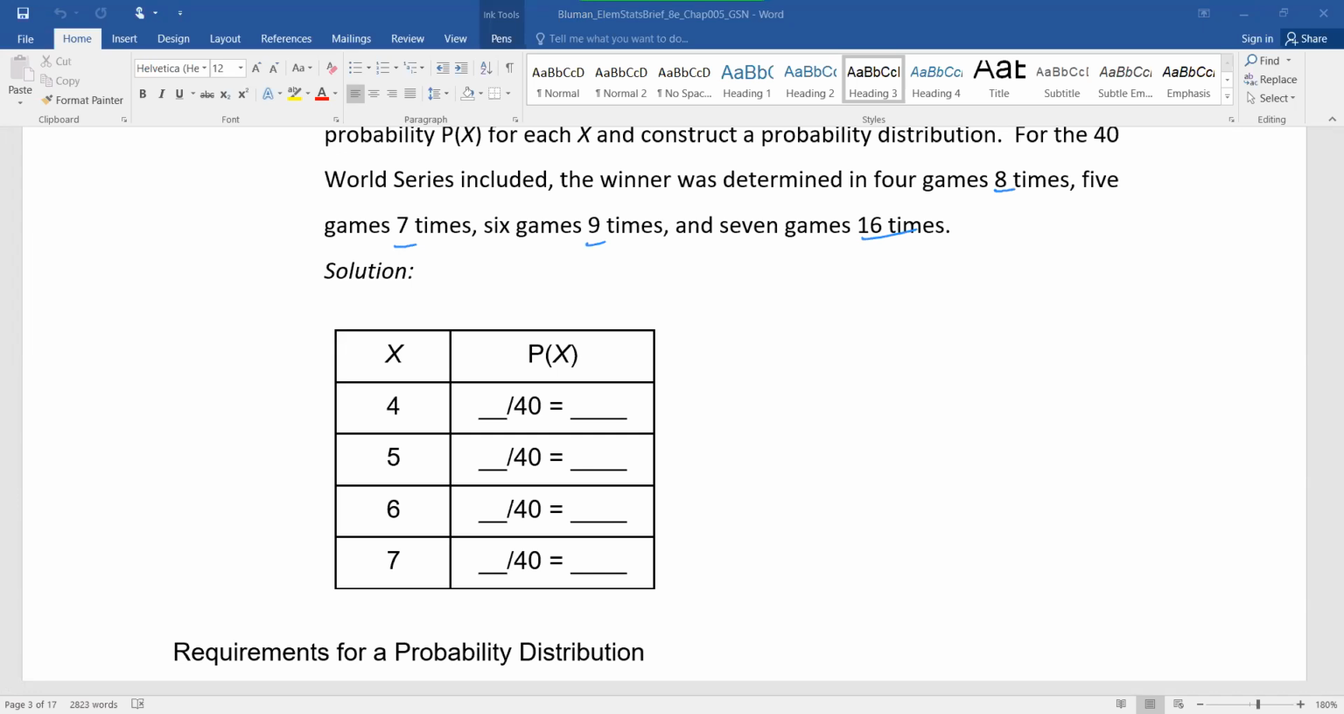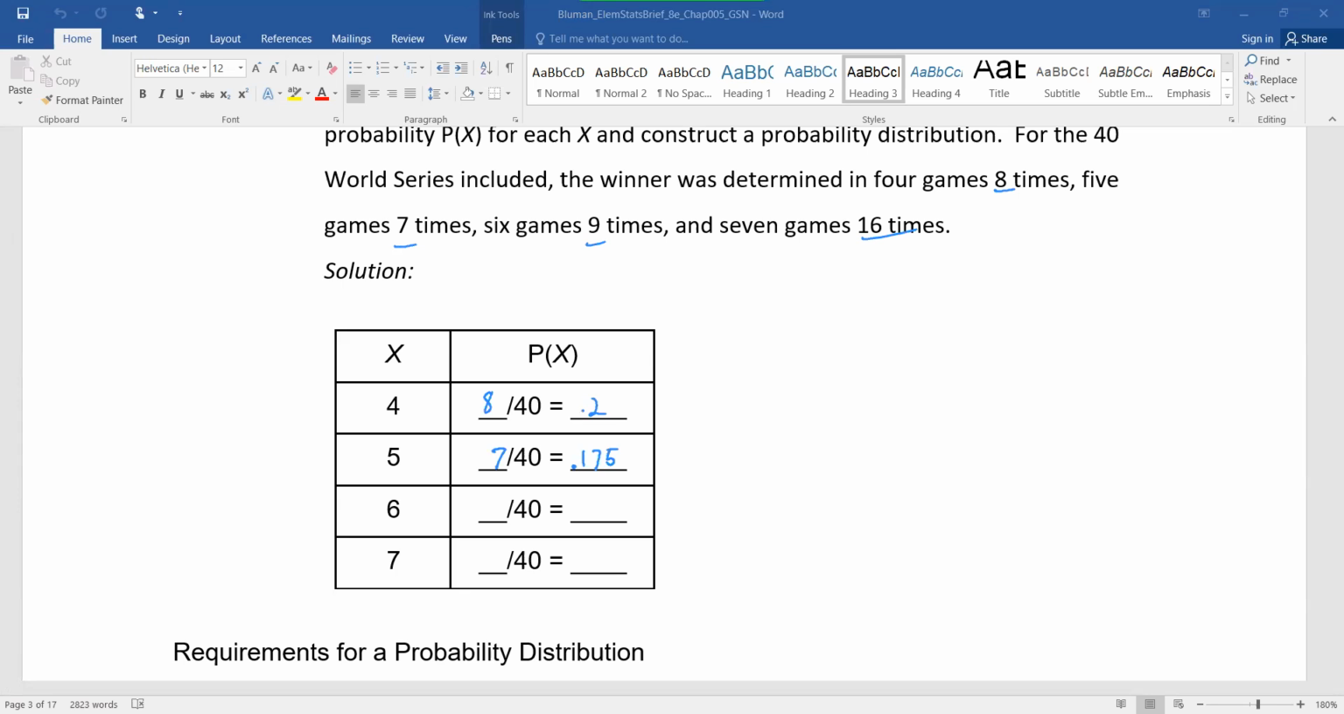So probability then that they won in 4 games: 8, so this becomes 8 out of 40. And if we type that in the calculator, what do we get as a decimal? Good. So that'd be 0.2. All right. Probability of getting 5 games: 7. What's that one? Close. 0.175. 0.18 is really good.